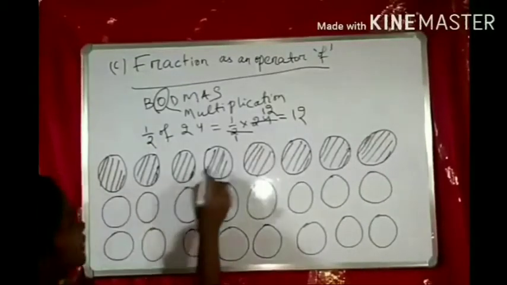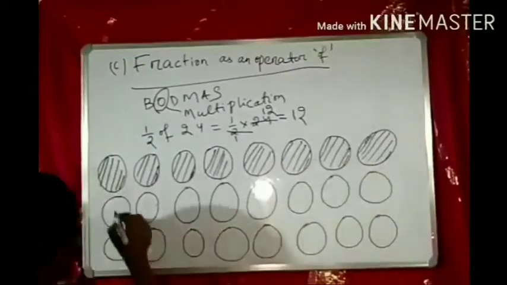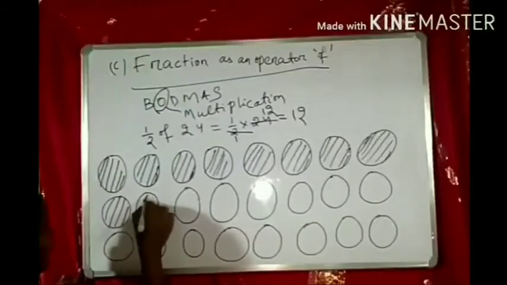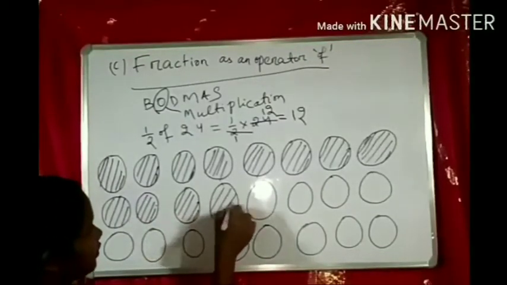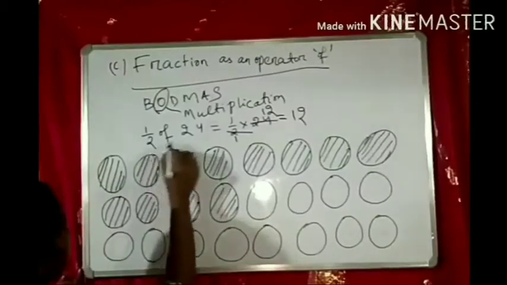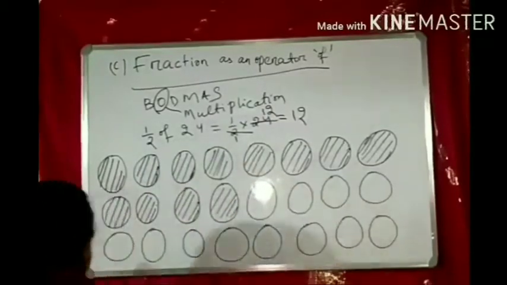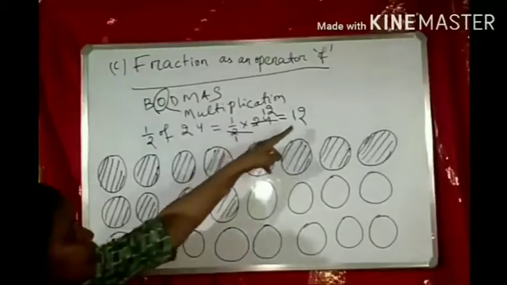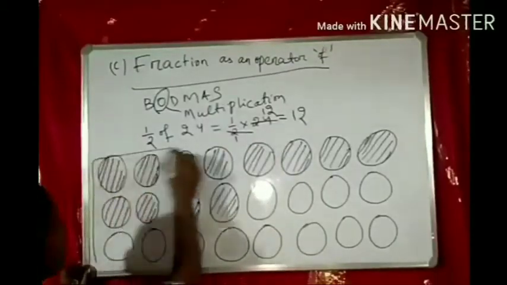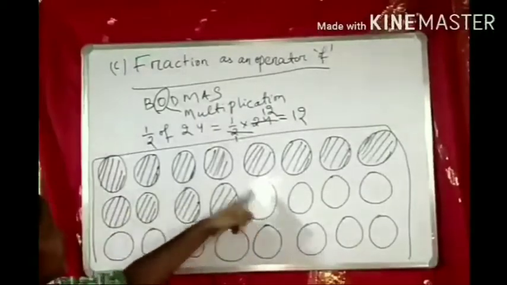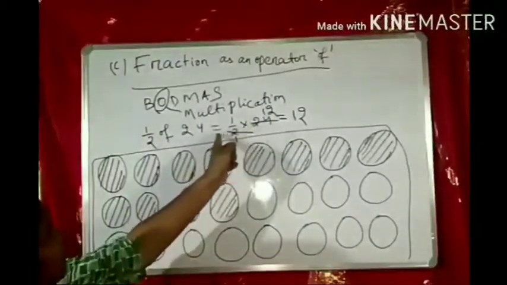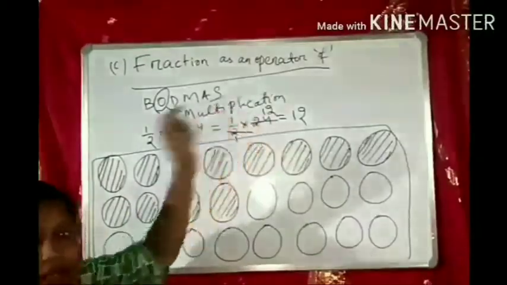So 1, 2, 3, 4, 5, 6, 7, 8, 9, 10, 11, 12. So 1 by 2 of this 24 circle is how much? 12. So you will mark like this in the picture. And the answer is what? You can find out the answer like this.